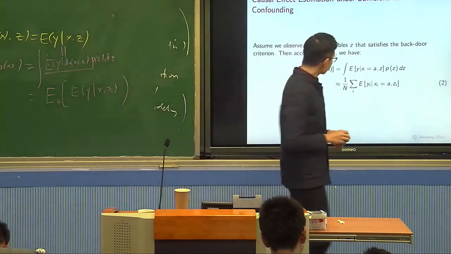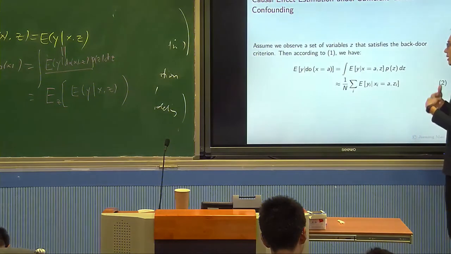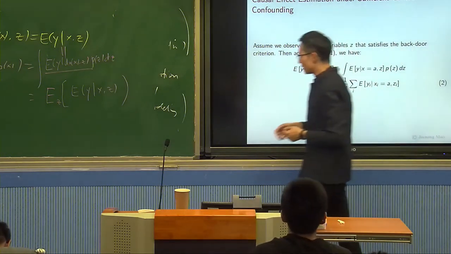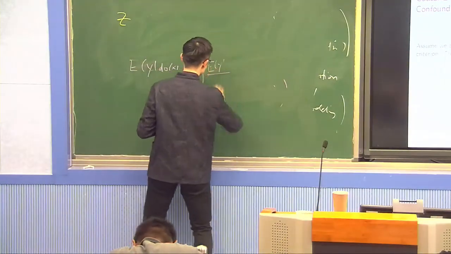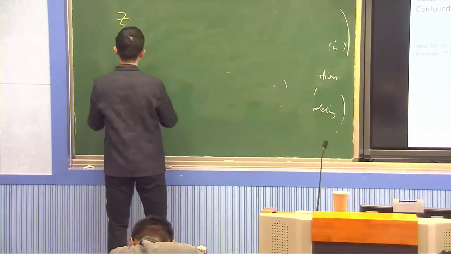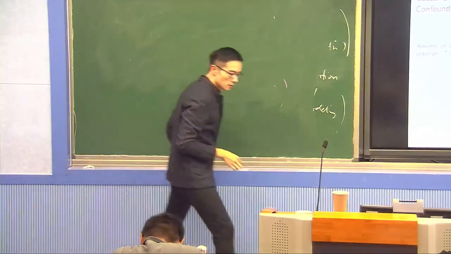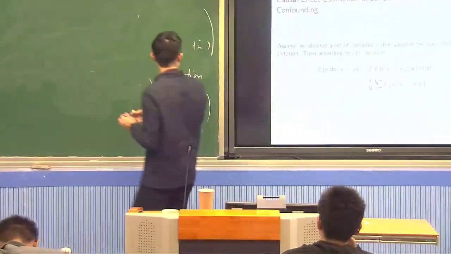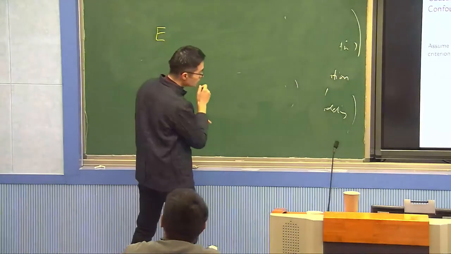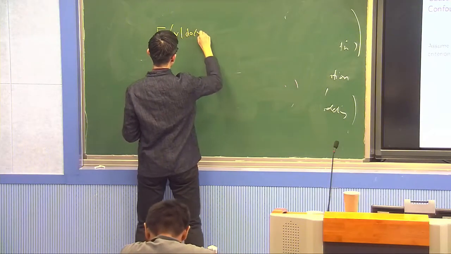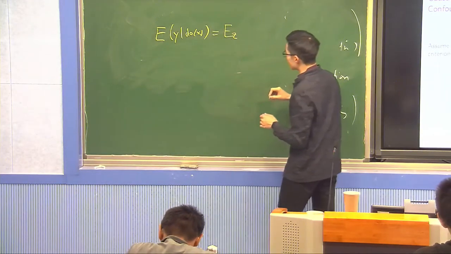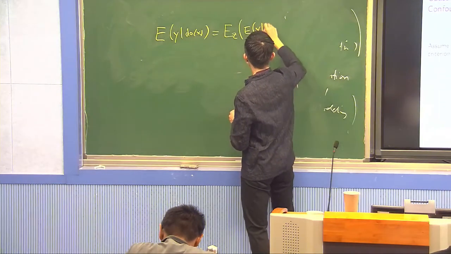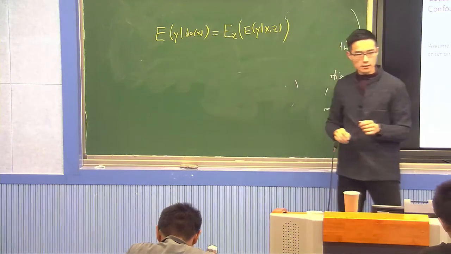Now let's assume that we actually have a set of z that satisfies the backdoor criterion. Then, like I said, we can write this equation: if there's a z that satisfies backdoor, then E[Y given do(x)] is equivalent to the integral with respect to z of E[Y given x and z]. Okay, so we can write it this way.